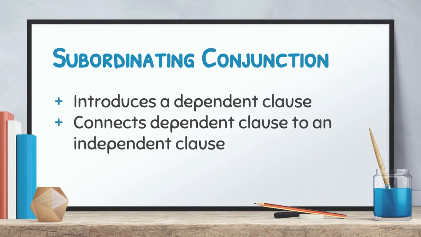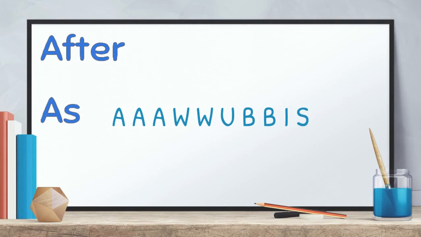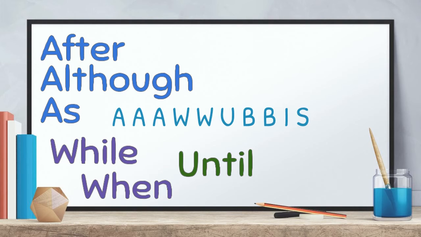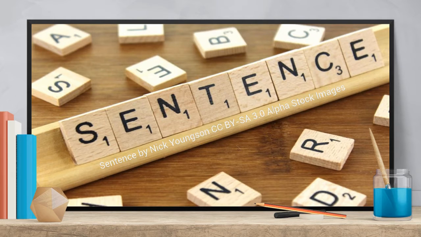Subordinating conjunctions introduce dependent clauses and connect them to the independent clause. We use the acronym AWUBIS to help students remember the most common subordinating conjunctions. They are as, after, although, when, while, until, because, before, if, and since. Now let's look at some complex sentences.